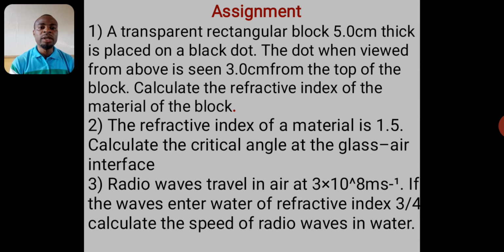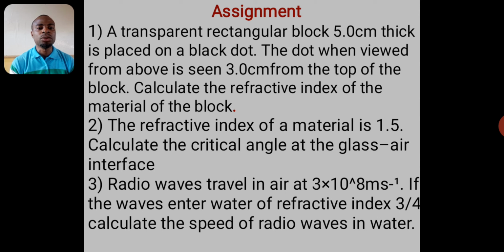Okay, I think we have exhausted what we have for that topic, refraction of light waves, and I'm going to leave us with a little assignment. You can see that on your screen. Number 1, a transparent rectangular block 5.0 cm thick is placed on a black dot. The dot, when viewed from above, is seen 3.0 cm from the top of the block. Calculate the refractive index of the material of the block.